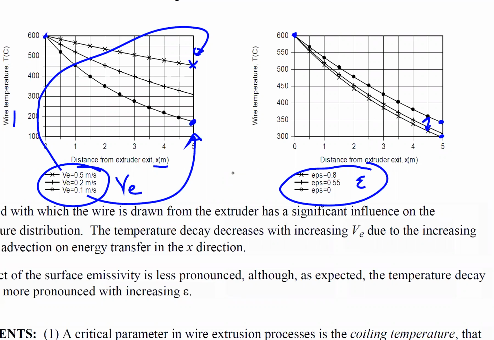What do you think? Like if you're talking to your boss, or your boss's boss, or your boss's boss's boss, what do you think their main goal is in a process like this, in an extruder? What is the main parameter that they want as high as possible? It's a company that produces wire, so what are they trying to do there? Any ideas?